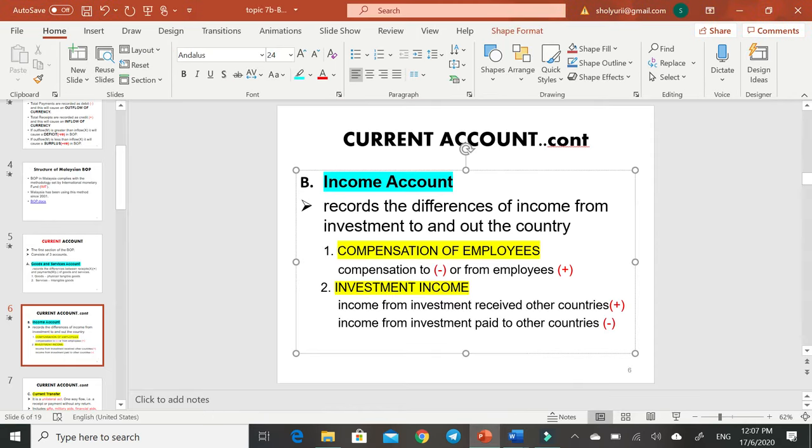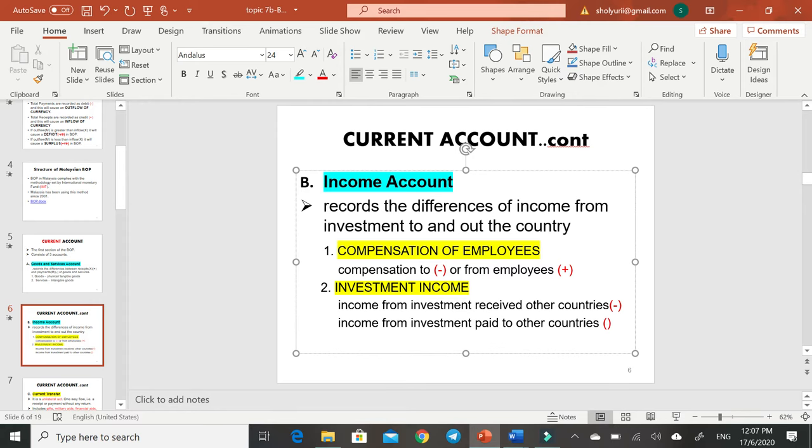Okay, so in this here, sorry ada sedikit kesilapan kat sini. Investment income from investment received from other country. This is the foreigner that came to the country and invest, and after they got the return from the investment, they will bring back the money. It will become their income, and they are not Malaysian citizen, so it will go outside of the country, so it will be recorded as negative.